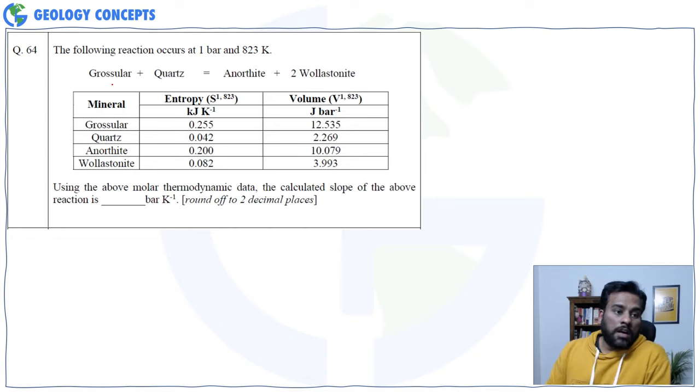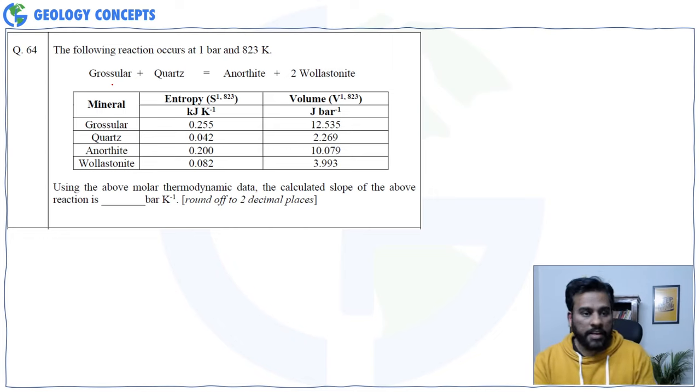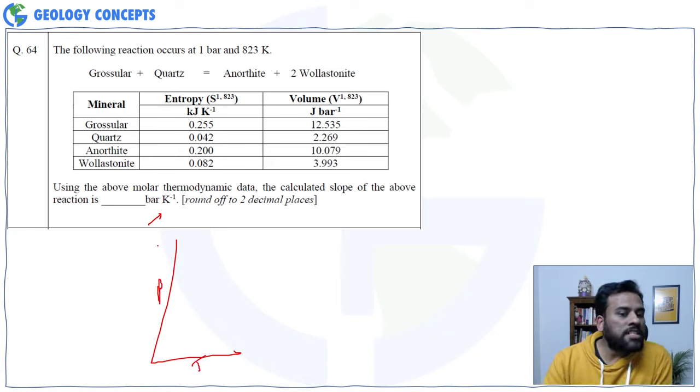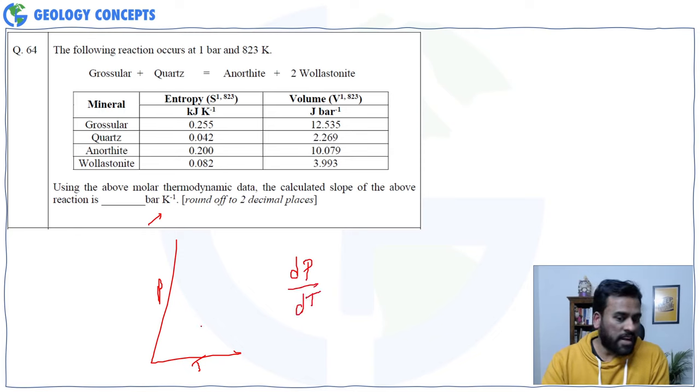Very good question. The following reaction occurs at 1 bar and 823 Kelvin: grossular plus quartz gives you anorthite plus 2 wollastonite. First of all, they are asking you the slope in bar per Kelvin, so they are asking you the slope of a PT graph. Now when this reaction attains equilibrium, we can apply the Clausius-Clapeyron equation, which tells you that dP by dT, which will be the slope of this graph, is equal to del S by del V, del S of this reaction and del V of this reaction.